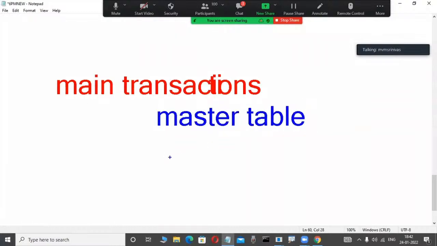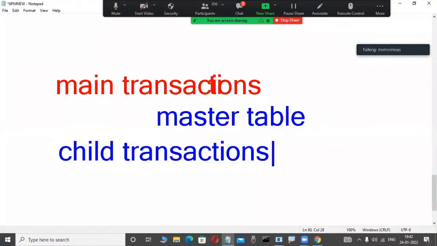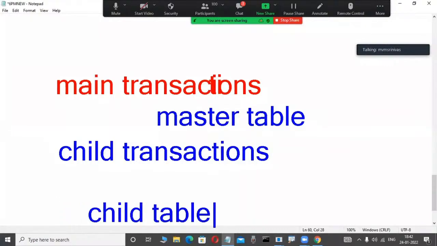Again, related child transactions, real-time projects. Child transactions are stored in a where? Child table. Okay, fine. For example, main transactions are stored in a master table, and related child transactions are stored in a child table or detail table.